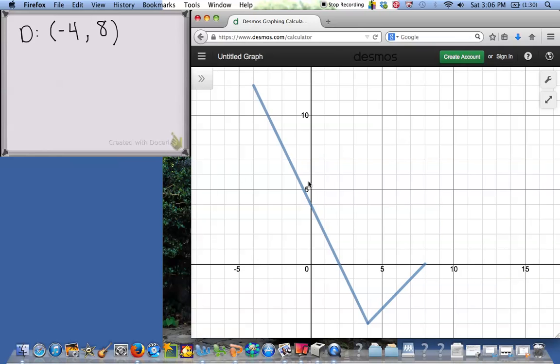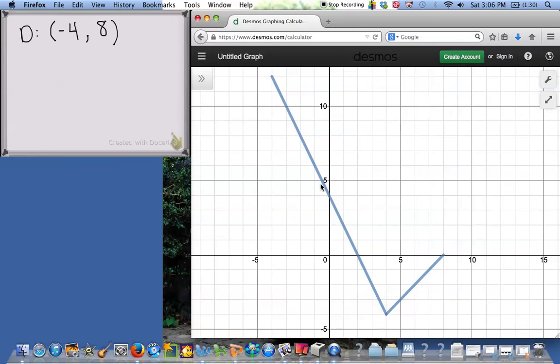So let's go back to the graph and take a look at our range. So for your range, when you're looking at it graphically, we want to go from our lowest possible y value to our highest possible y value. So our lowest possible y value here, now these are both open circles, so this would be -4 to 12 is our range.